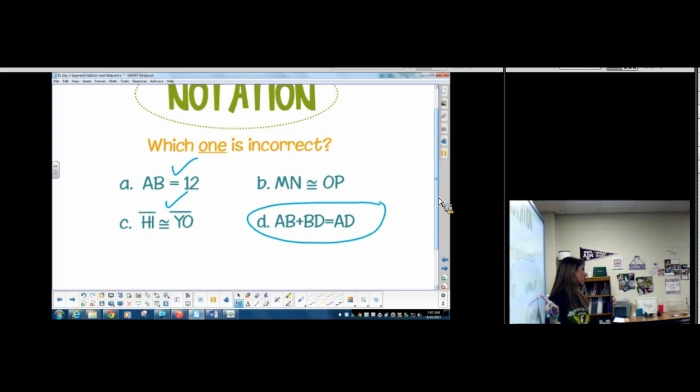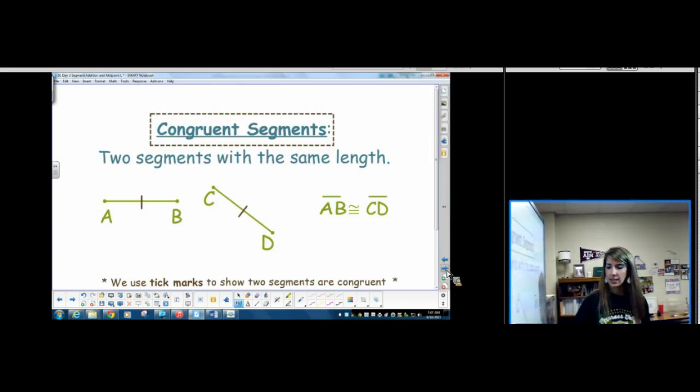Uh-oh. What happened here? What's wrong? A number can't be congruent to a number. A number can equal a number, but a distance can't be congruent. The segment itself is congruent, but the distance is not. So that's enough about that.